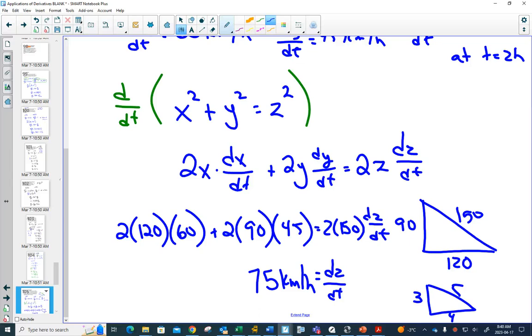Now, what's interesting, if we look at just the speeds, this one was 45 kilometers per hour, this one was 60 kilometers per hour. Can you see that this is also a form of the 3, 4, 5 triangle? If I divide this by 15, I get 3. This by 15, I get 4. So if I take 5 and multiply it by 15, I would get 75 kilometers per hour.